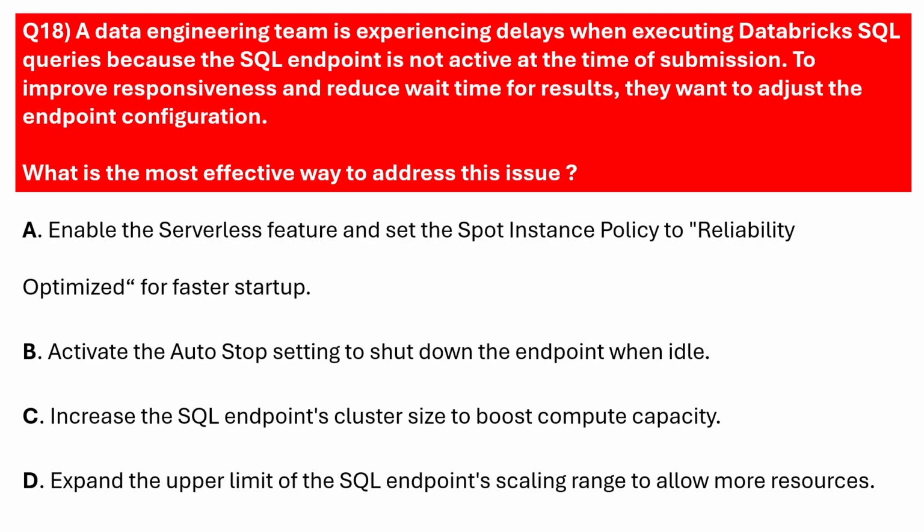Q18. A data engineering team is experiencing delays when executing Databricks SQL queries because the SQL endpoint is not active at the time of submission. To improve responsiveness and reduce wait time for results, they want to adjust the endpoint configuration. What is the most effective way to address this issue? A. Enable the serverless feature and set the spot instance policy to reliability optimized for faster startup. B. Activate the auto stop setting to shut down the endpoint when idle. C. Increase the SQL endpoint's cluster size to boost compute capacity. D. Expand the upper limit of the SQL endpoint scaling range to allow more resources.